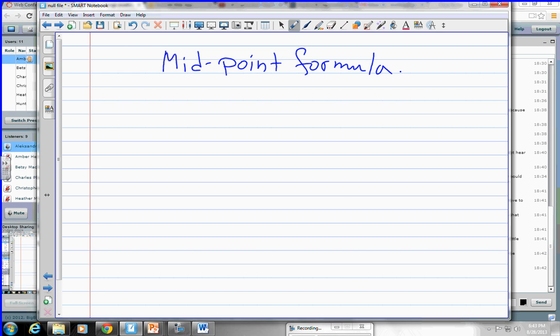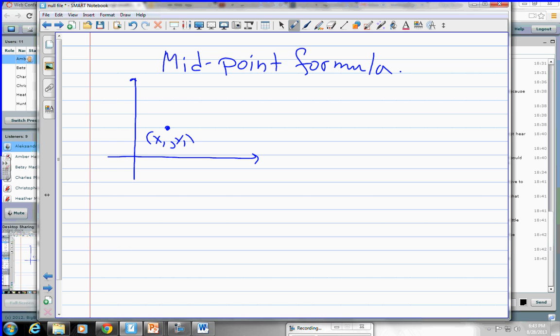The midpoint formula just does exactly what it sounds like it should do. Given 2 points, it will find the one that's exactly in between, the dead center between those two other points. So if you have one point and then another point, then the midpoint is somewhere in between.